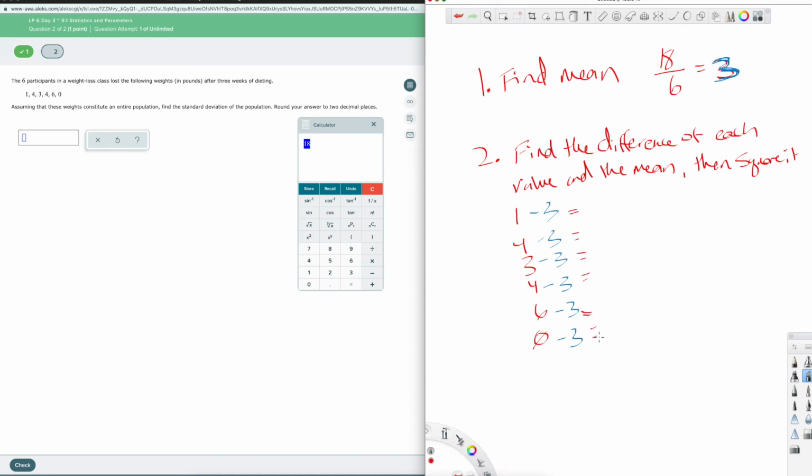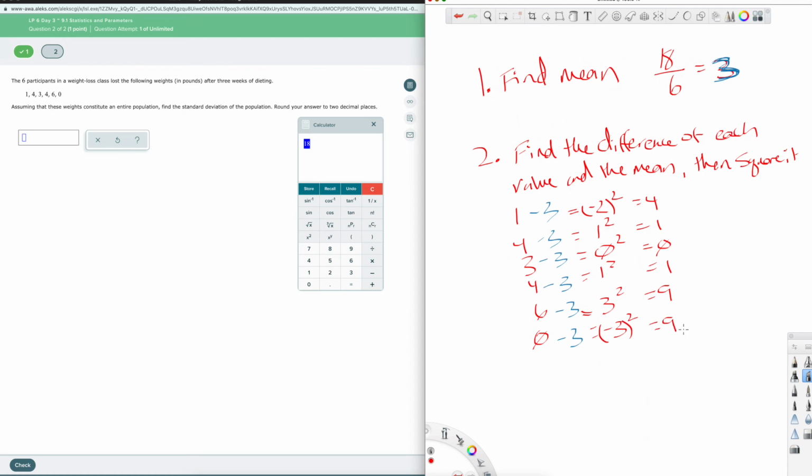So I'm going to go 1 minus 3. Well, that's negative 2. And then I'm going to square that. Negative 2 squared is positive 4. So you notice how the negative still disappears? Because I'm using a square. 4 minus 3. Well, that's 1. 1 squared is 1. 3 minus 3, that's 0. 0 squared is still 0. 4 minus 3, that's 1 again. 1 squared is 1. 6 minus 3 is 3. 3 squared is 9. And then 0 minus 3, that's negative 3. Negative 3 squared is also 9.